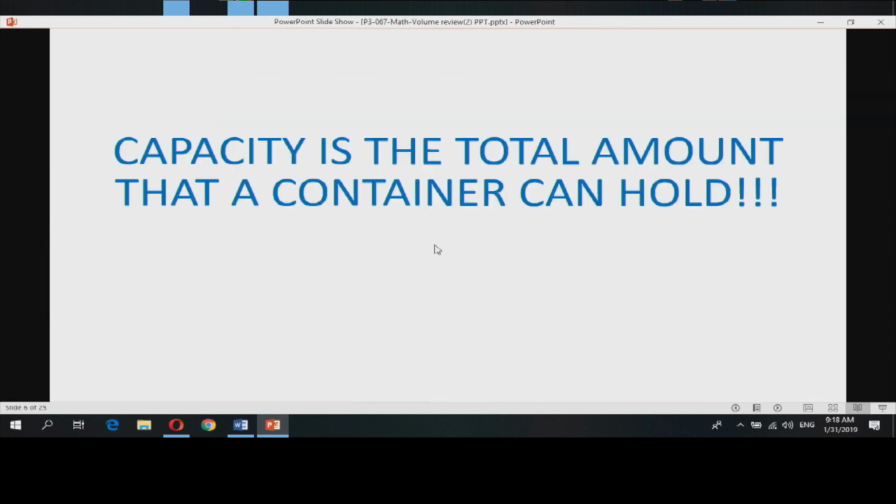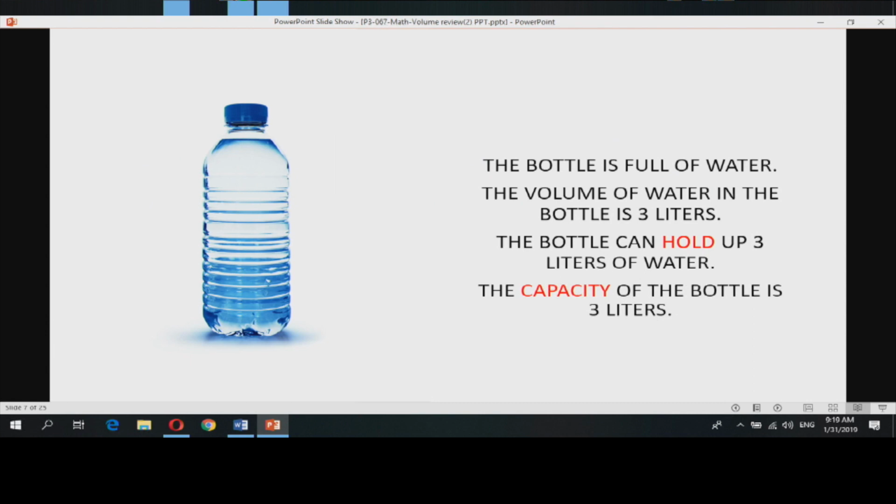Capacity is the total amount that a container can hold. The bottle is full of water. The volume of water in the bottle is 3 liters. The bottle can hold 3 liters of water. So what's the capacity? 3 liters. The capacity of the bottle is 3 liters.